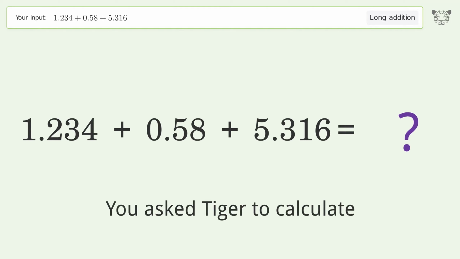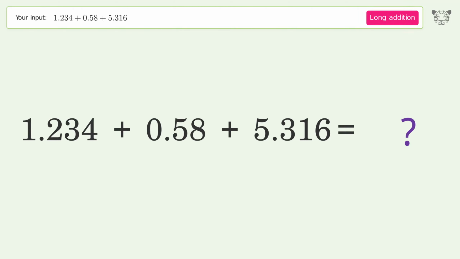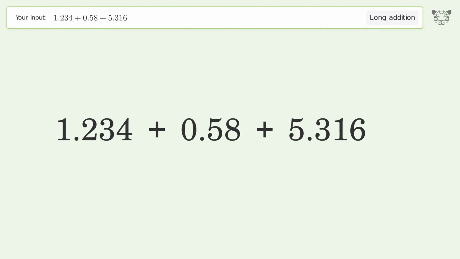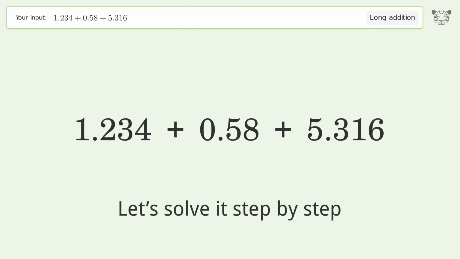You ask Tiger to calculate. This deals with long addition. The final result is 7.13. Let's solve it step by step.